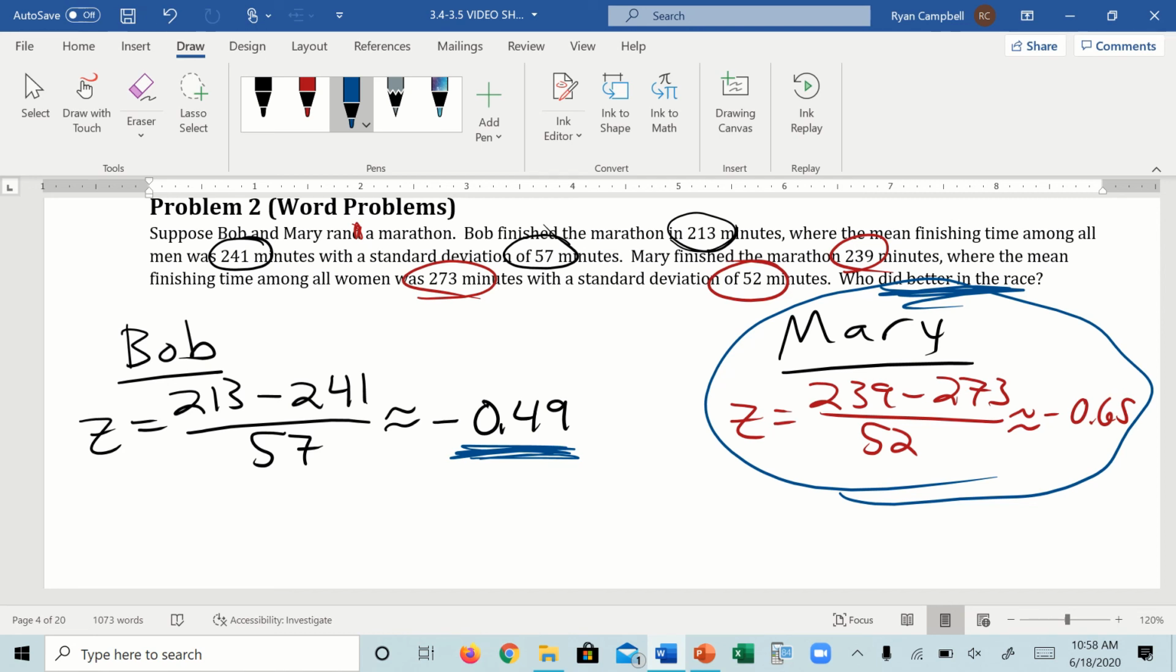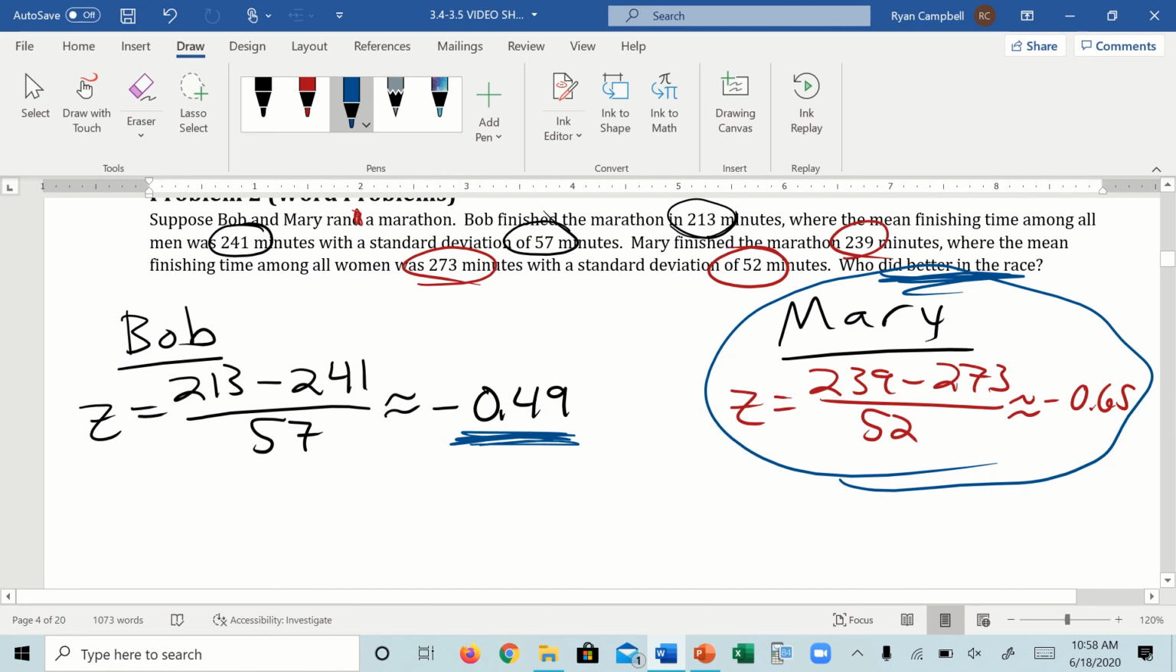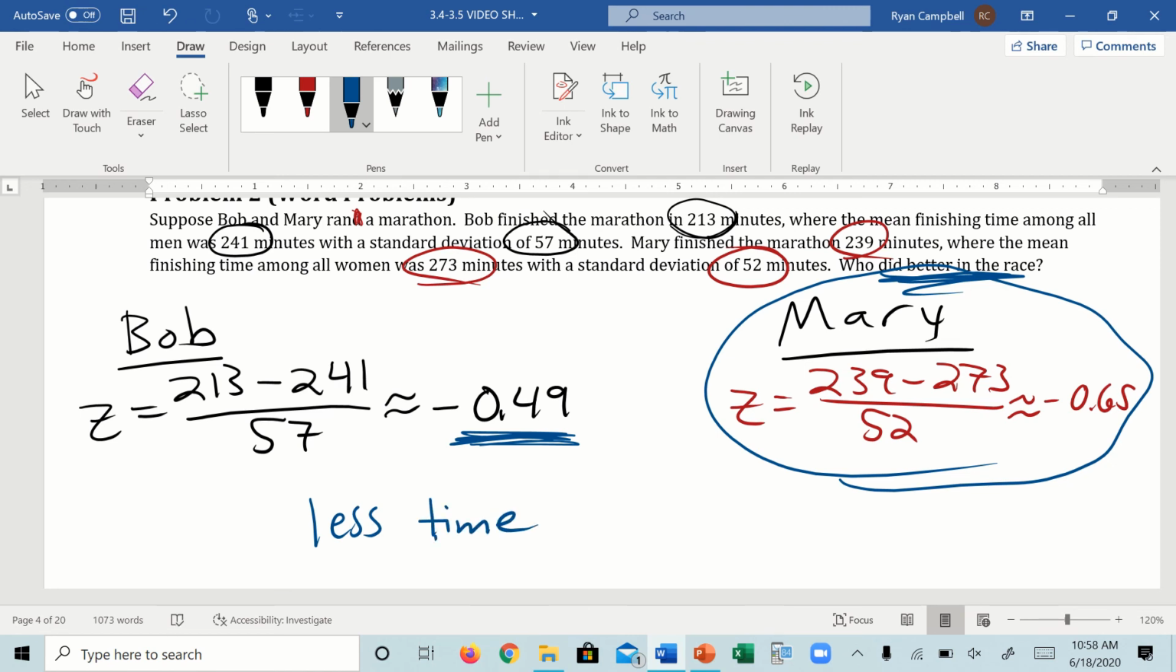Let's think about this. If you did better in a race, did you run more? Does your run consist of more time or less time? If you did better in the race than someone else, you should have less time run, right? And since Mary's is the smaller number, Mary would have been on the path less amount of time than Bob, respective to her gender. This is why this was a little trickier. So it just depends on what the actual problem is asking for. But in this case, Mary is the one who did better with respect to her gender.